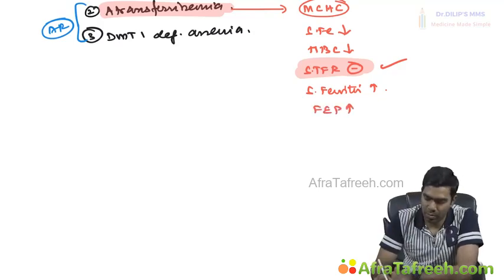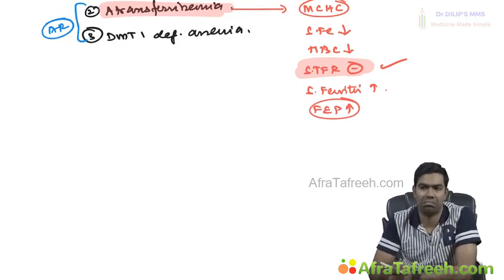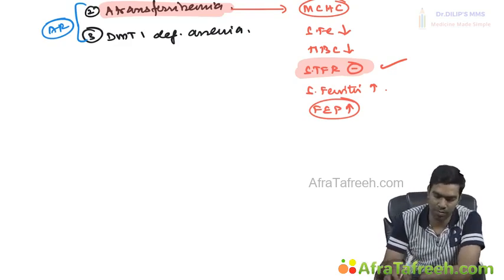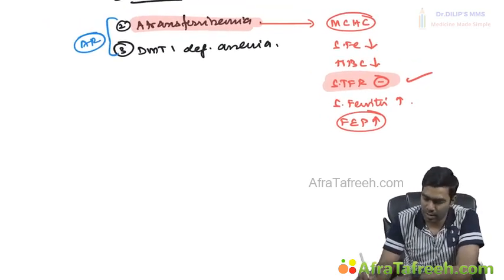Your free erythrocyte protoporphyrin will be increased because you can't use the iron, isn't it? If there's no transferrin, iron cannot be transferred to the RBCs. It's like an iron deficiency to the RBC. So your free erythrocyte protoporphyrin will be increased. These are some of the things.